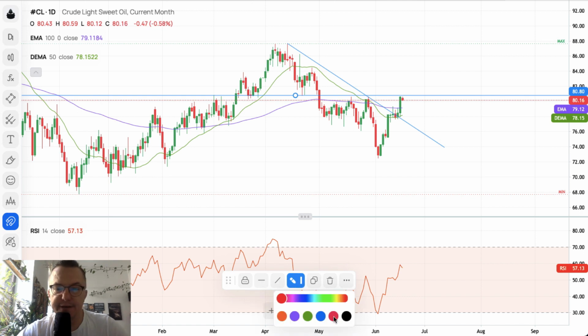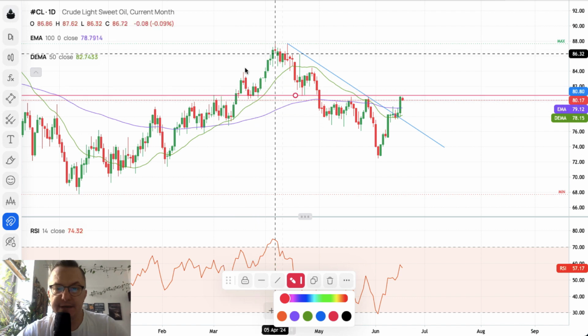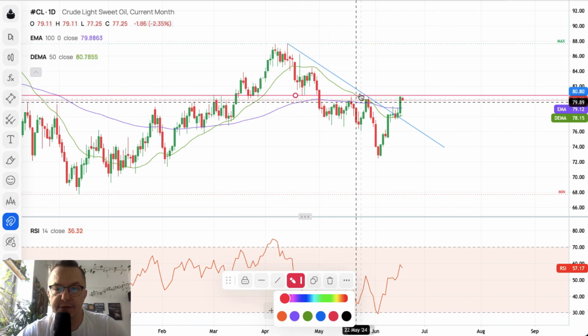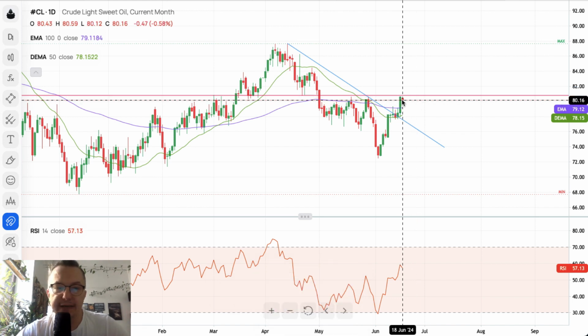Now there is definitely some sort of the key technical resistance here, 80.80. And as you can see, this level has been tested many times from the upside, from the downside, and we hit the level of 80.66 just yesterday. Market is ready to test it again.